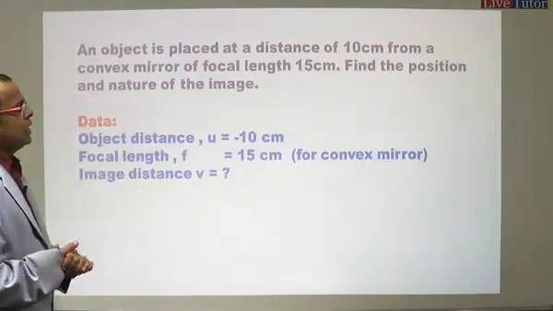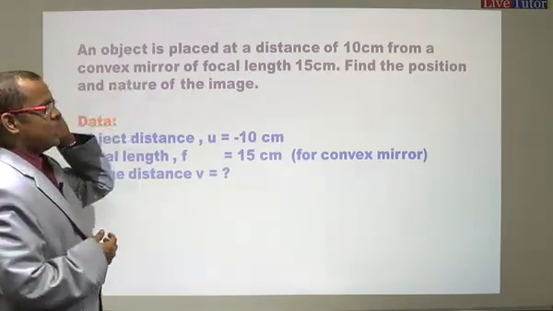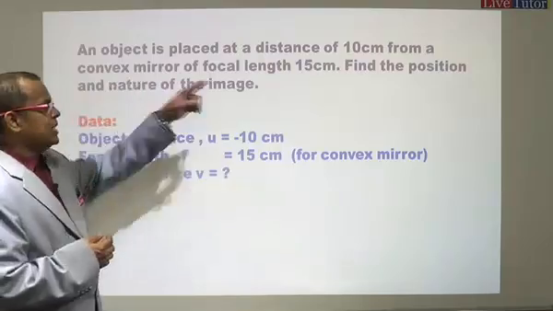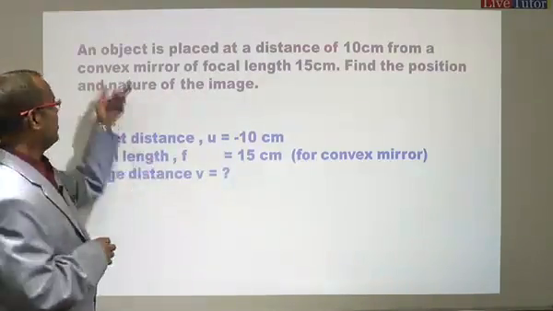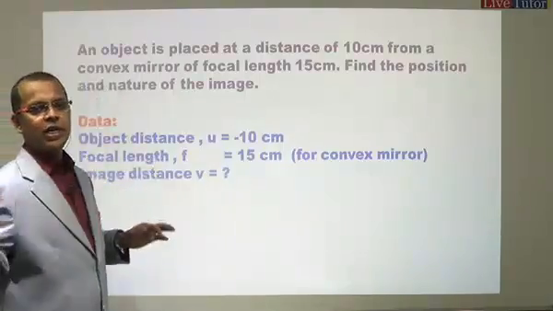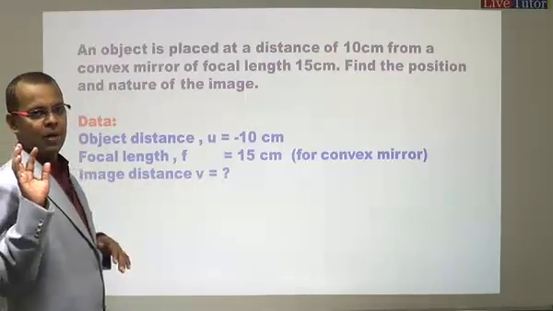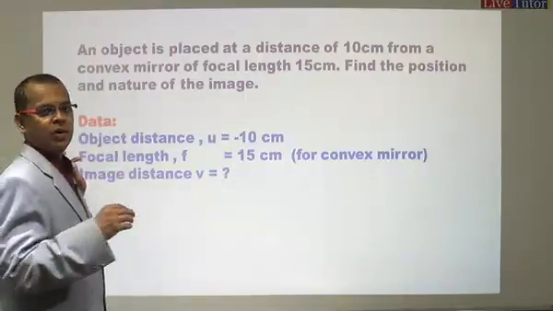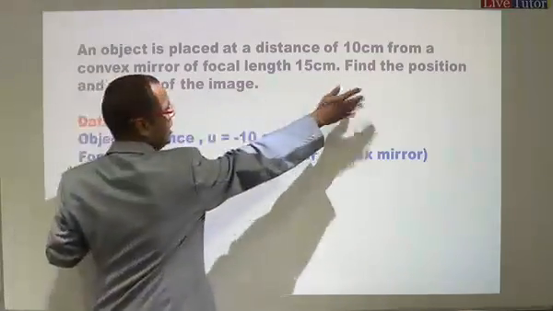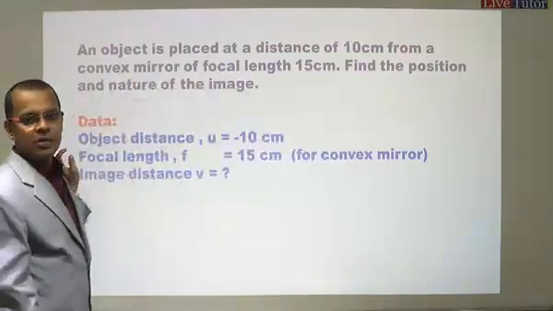The next one, an object is placed at a distance of 10 centimeter from a convex mirror. Here we are talking about a convex mirror. By looking at that, you have to just follow the sign conventions. Once they say convex mirror, automatically you have to follow the sign conventions. The focal length is 15 centimeter. They are asking you to find the position and nature of the image.